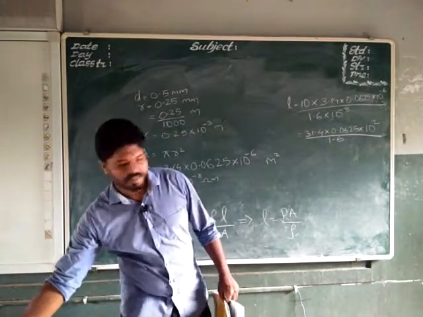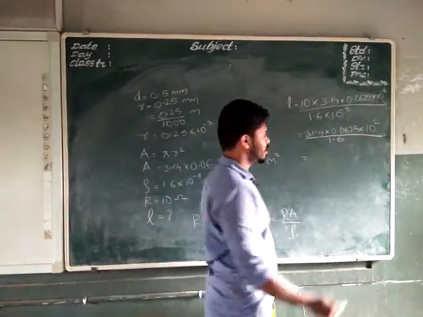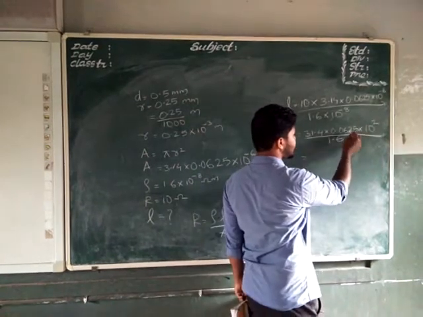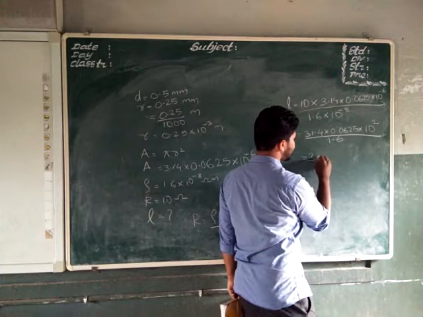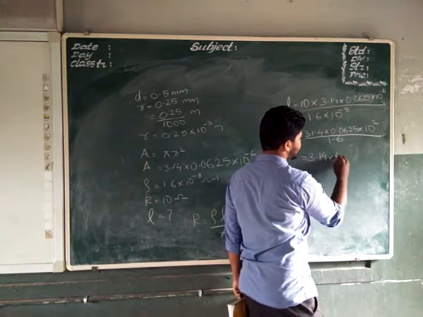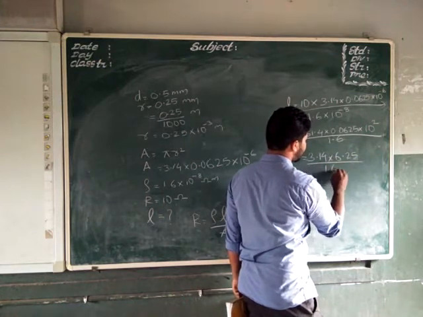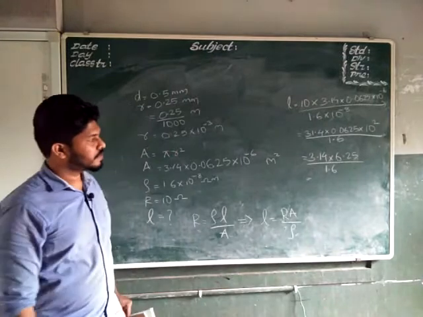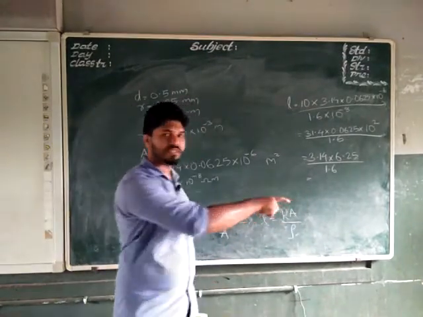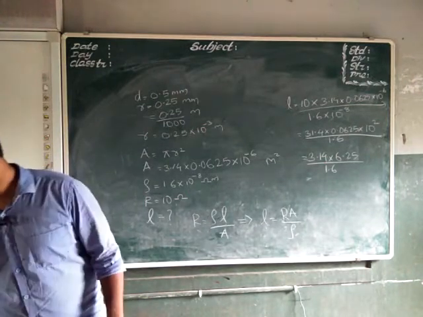Next step. So 10 square means 100. If I multiply this by 100, the point will reach here. So the numerator becomes 3.14 into 6.25 divided by 1.6. So you have to do this calculation. It will take some time, so I am not doing this calculation.